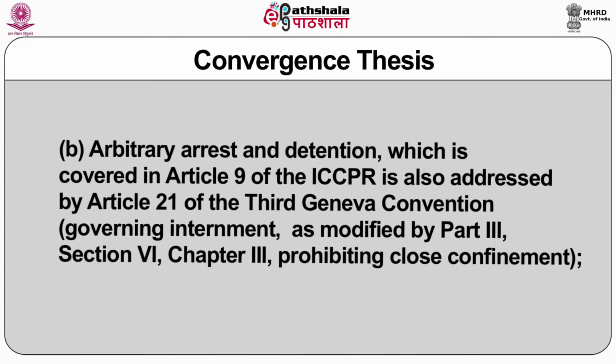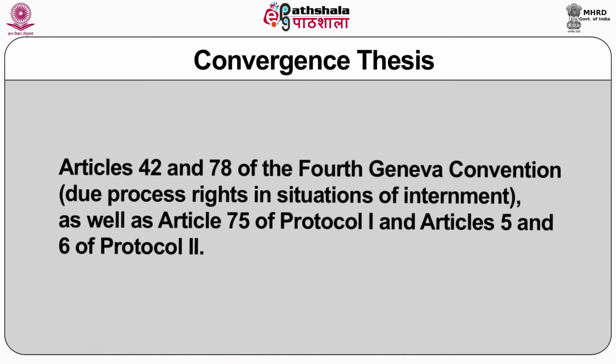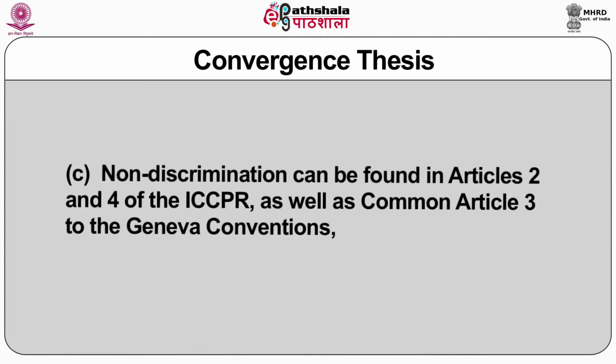Next would be the arbitrary arrest and detention provisions, which are covered in Article 9 of the ICCPR and also addressed in Article 21 of the 3rd Geneva Convention, governing internment as modified by Part 3, Section 6, Chapter 3, prohibiting close confinement, then also in Articles 42 and 78 of the 4th Geneva Convention, which are about due process rights in situations of internment, as well as Article 75 of Protocol 1 and Articles 5 and 6 of Protocol 2.